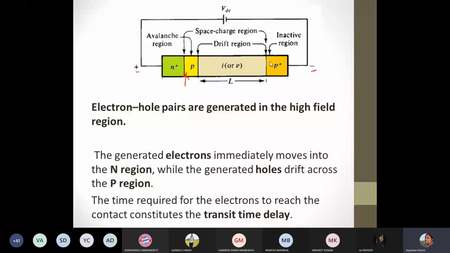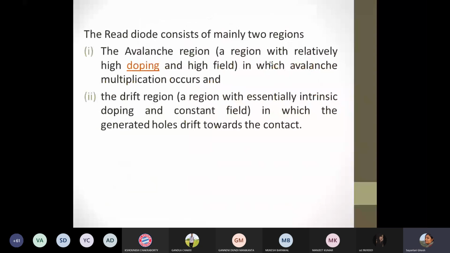Okay, so in this Read diode, we will focus on two regions. One is the avalanche region, the region where the breakdown will occur, and the other is the drift region, through which the electrons will flow, or holes will flow, depending on the kind of junction you have.